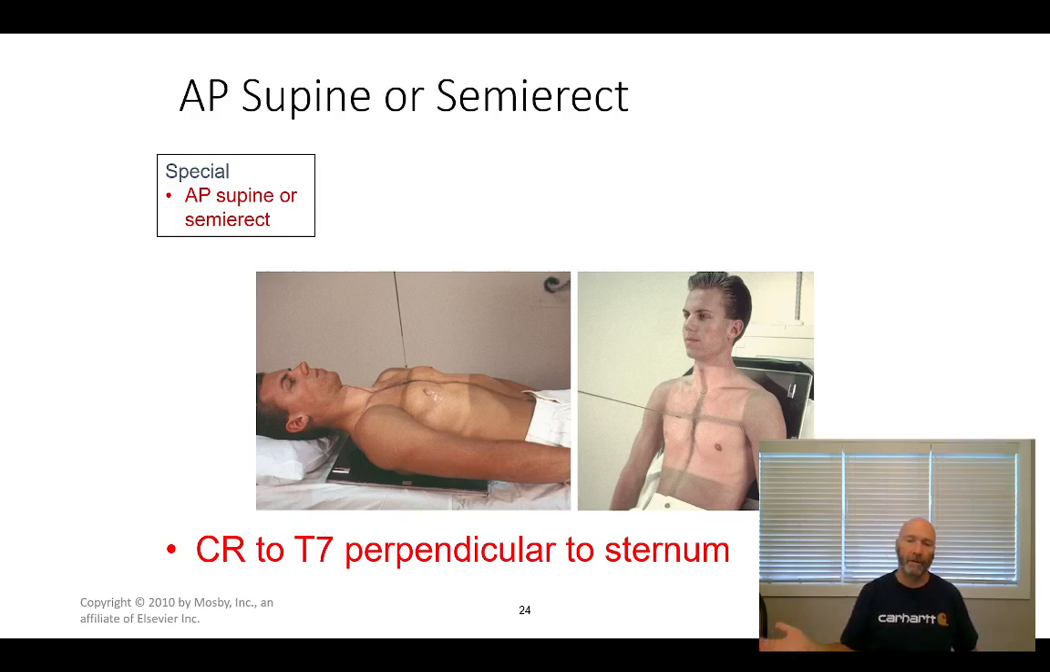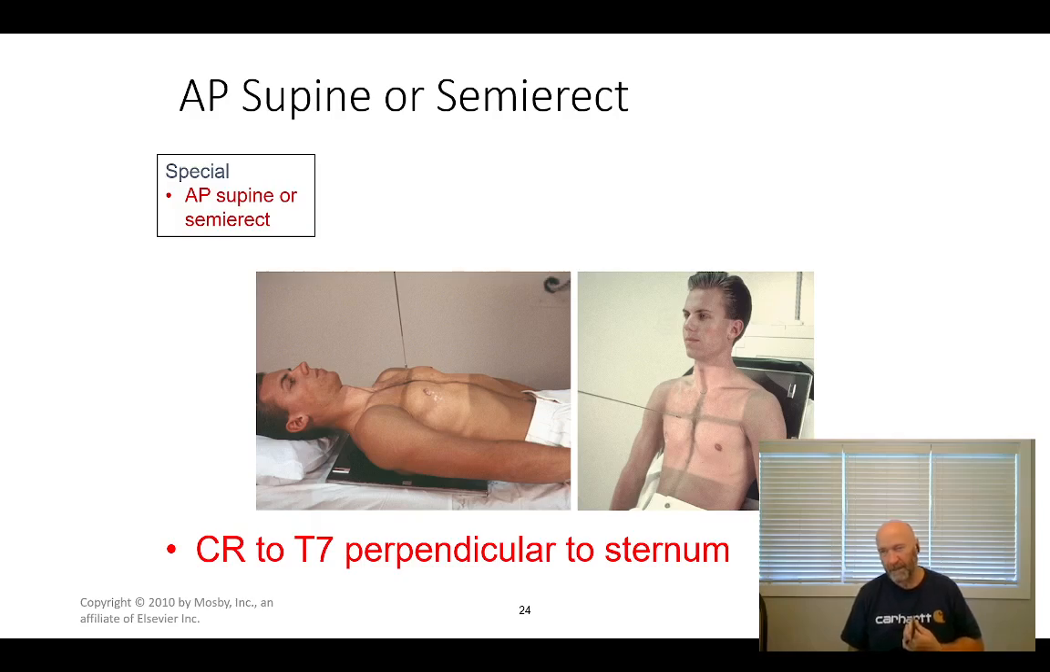So bring the head of the table up a little bit, put the image receptor behind the patient, and then bring it up the rest of the way. Your central ray, though, on an AP should be perpendicular to the sternum. So regardless of what position the patient is in, my sternum is here, so the central ray should be about like that if I'm in this position. If I'm kyphotic and I'm leaning over, that just means we change the angulation of my central ray.